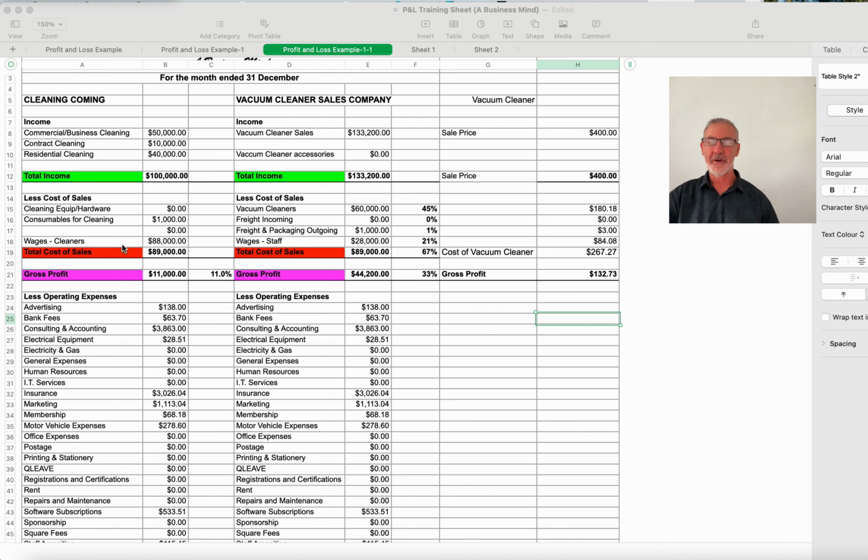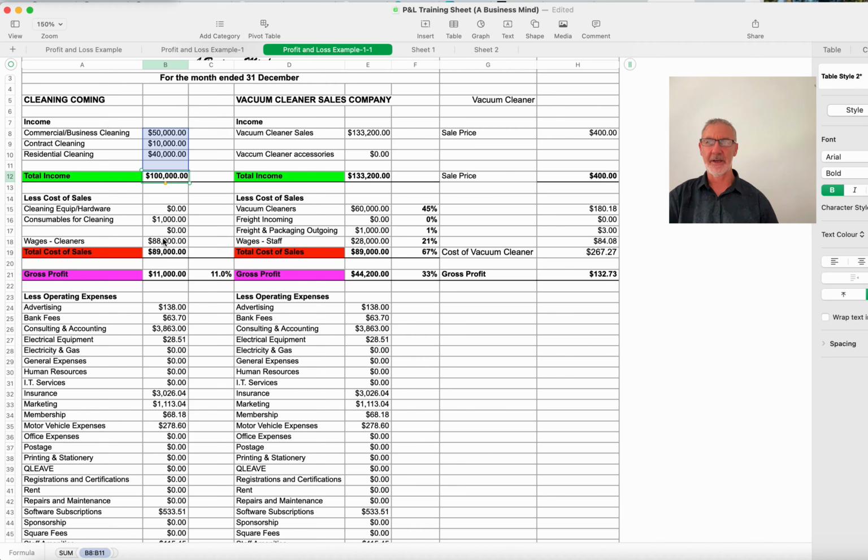So in the example of a service, we can increase the charge rate that we charge for cleaners. That will increase our 100,000 income if we increase the amount we charge per cleaner. Sure, we can increase the charge per cleaner, so if we increase that to align with the 133,200, that's all good.